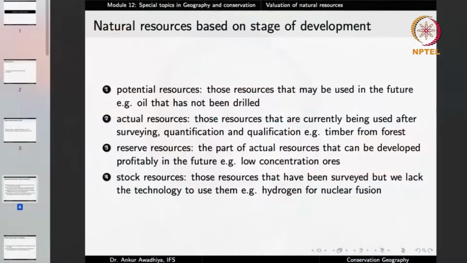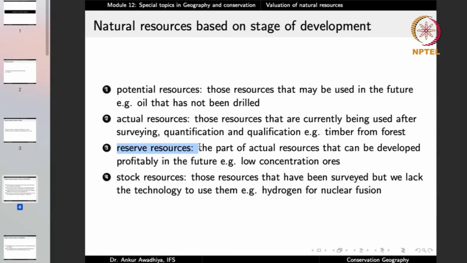On the other hand, if you do not have any such requirements and the primary consumption of timber is as fuel wood, you will observe that even very small plants will be taken away, harvested and put to use. So the survey, quantification and qualification are done, but the final usage of the resource depends on the prevailing market conditions and the prevailing economic conditions. So these are actual resources, the resources that we are actually using today.